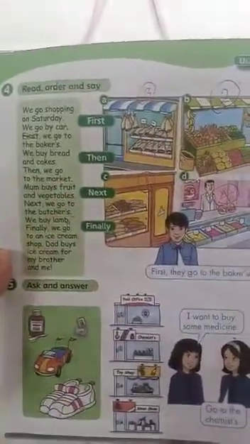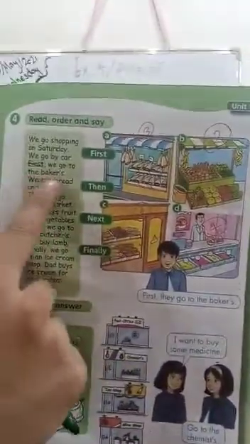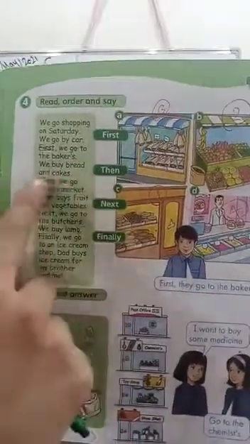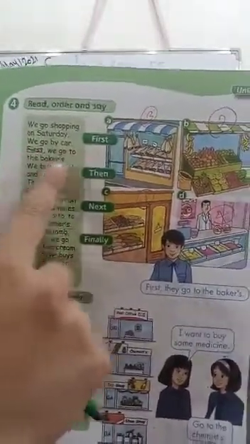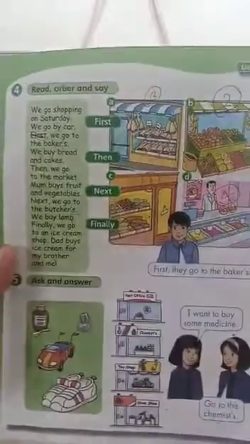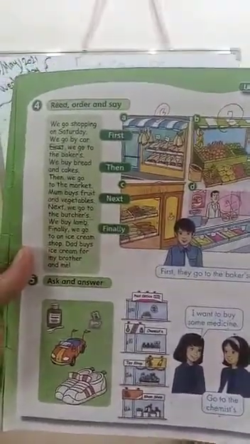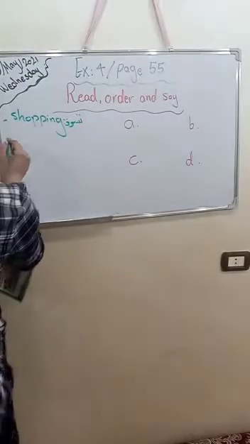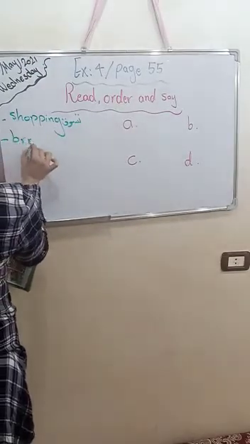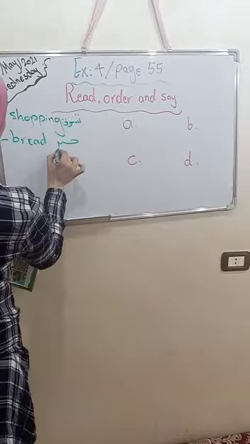First, the first step. We go to the baker's. We buy bread and cakes. What's the meaning of baker's? Excellent, مخبز. We buy bread and cakes. What's the meaning of bread? Excellent. Bread, خبز.